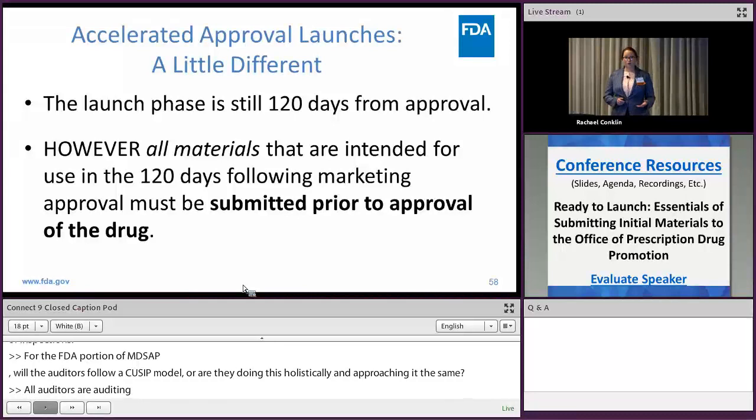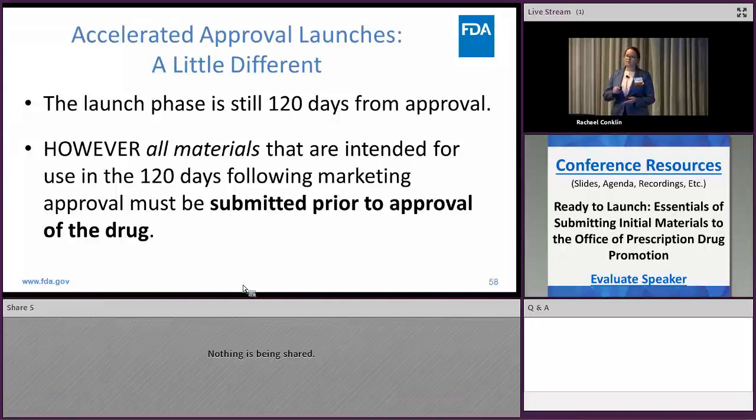That's what we're here for. So with the accelerated approval launches, the launch phase is still 120 days from approval, or any of those exceptions that I talked about. But all materials that are intended for use in that first 120 days have to be submitted to OPDP prior to approval, right? So before the drug is approved, everything that's supposed to be used in that launch phase has to be submitted to us. And I know that that is a lot.